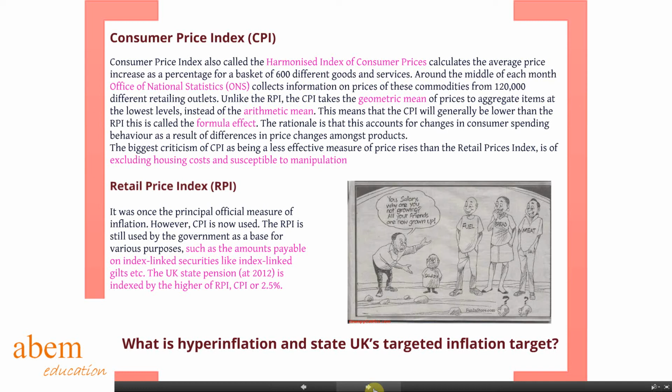On the other hand, the Retail Price Index, which has been used for more than 70 years by the British government and is still used, includes the housing cost, and it is used, for example, for the amount payable on index-linked securities like government bonds or even for the pension. So the UK state pension in 2012 is indexed by the higher of RPI, CPI, or 2.5%.